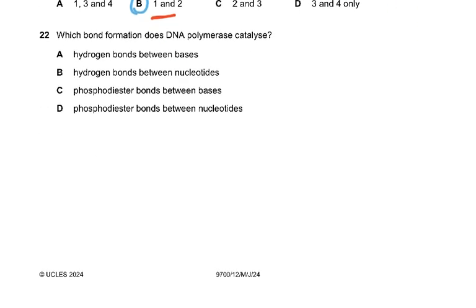Then 22. Which bond formation does DNA polymerase catalyze? DNA polymerase does what? It joins the nucleotides. So it's D, phosphodiester bonds between nucleotides. Phosphodiester is not between the bases, that's hydrogen bonds between the bases, and DNA polymerase doesn't catalyze that reaction. DNA polymerase only forms the sugar-phosphate backbone by forming the phosphodiester bond between nucleotides. So the answer to 22 would be D.